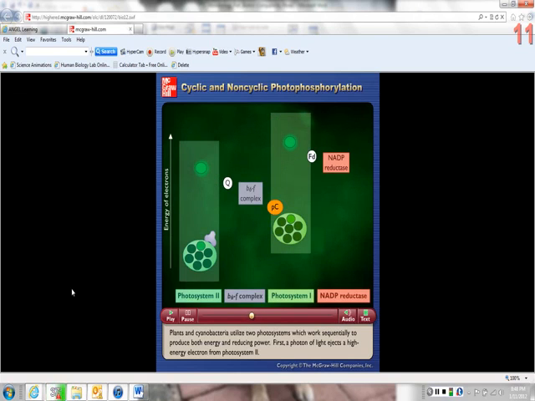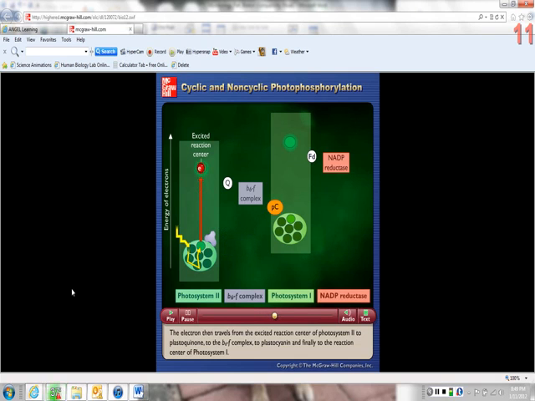Plants and cyanobacteria utilize two photosystems which work sequentially to produce both energy and reducing power. First, a photon of light ejects a high-energy electron from photosystem 2. The electron lost from photosystem 2 does not return to photosystem 2, but is replaced by an electron generated from the splitting of water and the production of oxygen.